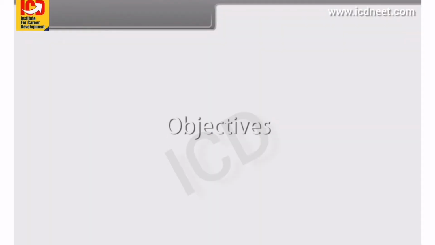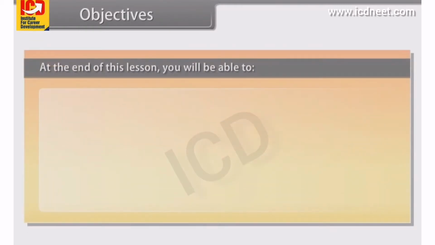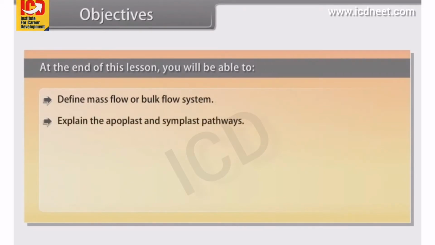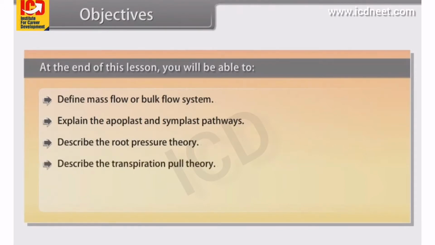Objectives. At the end of this lesson, you will be able to define mass flow or bulk flow system, explain the apoplast and cytoplasmic pathways, describe the root pressure theory, describe the transpiration pull theory, and explain the transpiration process.